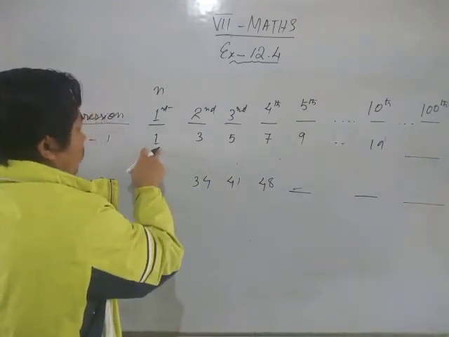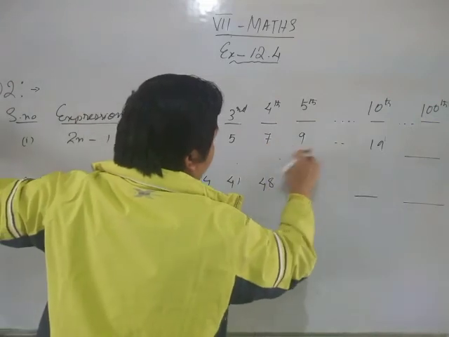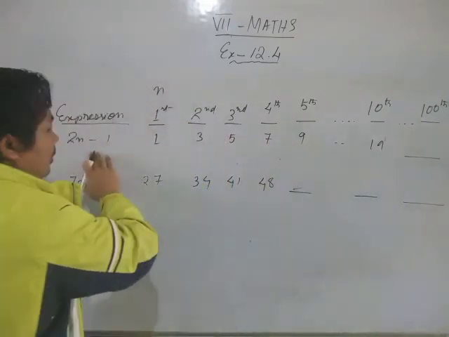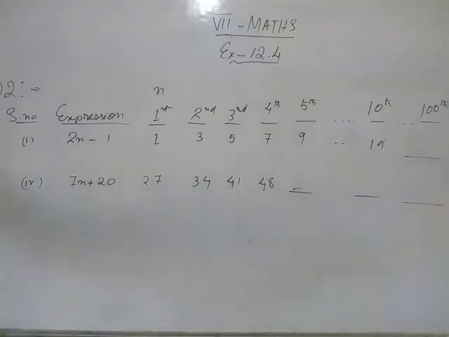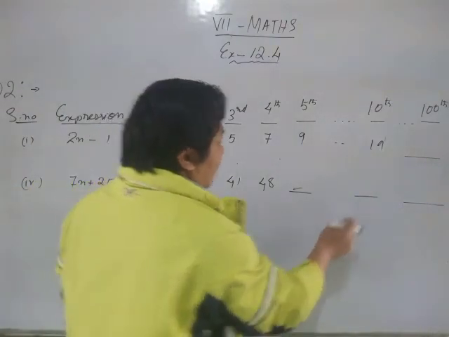For all this, n is equal to 1, n is equal to 2, n is equal to 3, n is equal to 4, n is equal to 5. That's completed, because n is equal to 10 is completed. Now you have to complete n is equal to 100. So here n is equal to 100. Now let us see this one.